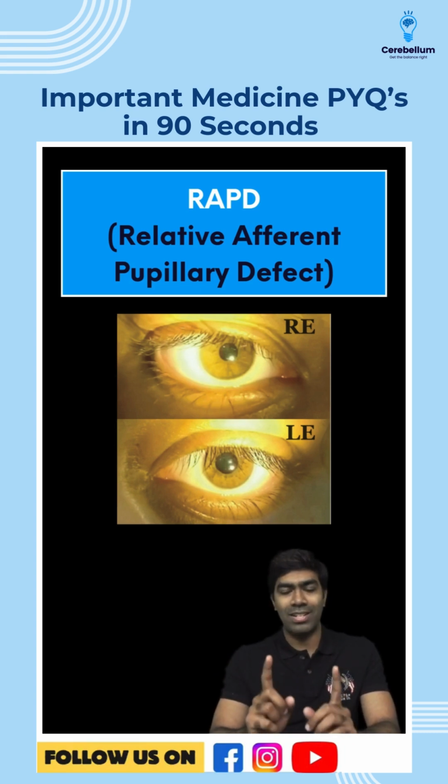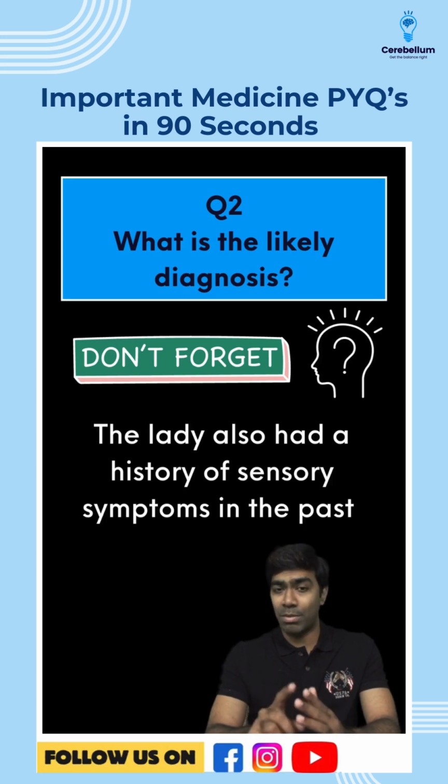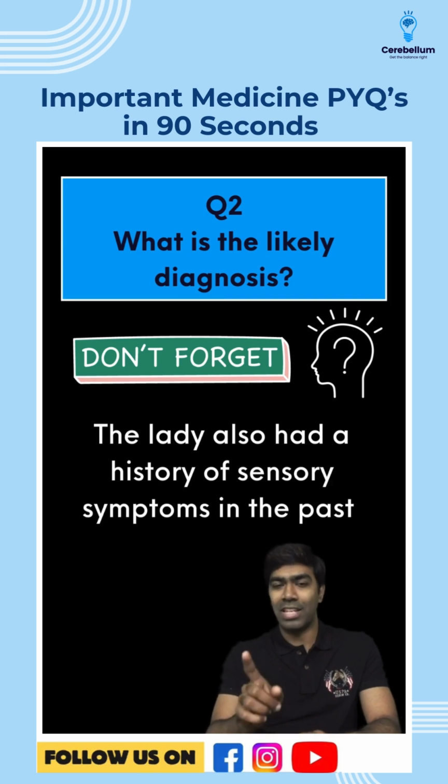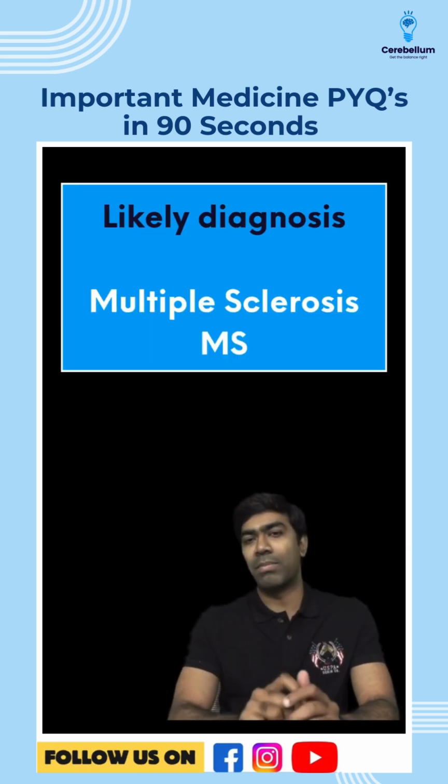Look at the second question. You have to find out the likely diagnosis. Remember, this lady is not only having acute optic neuritis, this lady also had a history of sensory symptoms in the past, which means there is a dissemination in space and there is a dissemination in time, which is equivalent to the diagnosis of MS, that is multiple sclerosis.